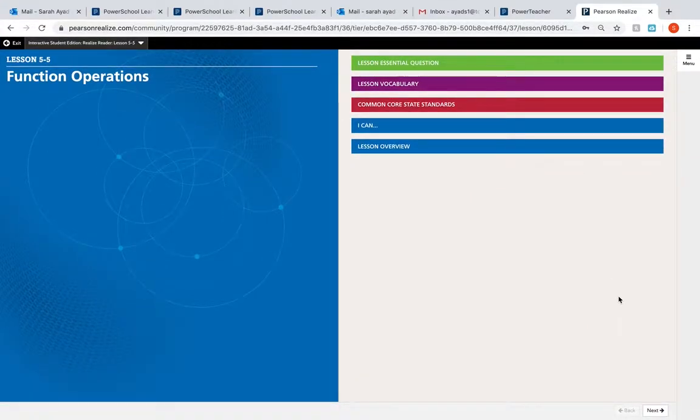So today we are going to start section 5-5, which is function operations. This is going to be a fairly easy lesson in the beginning, as it is things that you are familiar with, such as adding, subtracting, multiplying, dividing functions. And then later on in the second half of the section, we're going to get into some new material, which is compositions of functions.